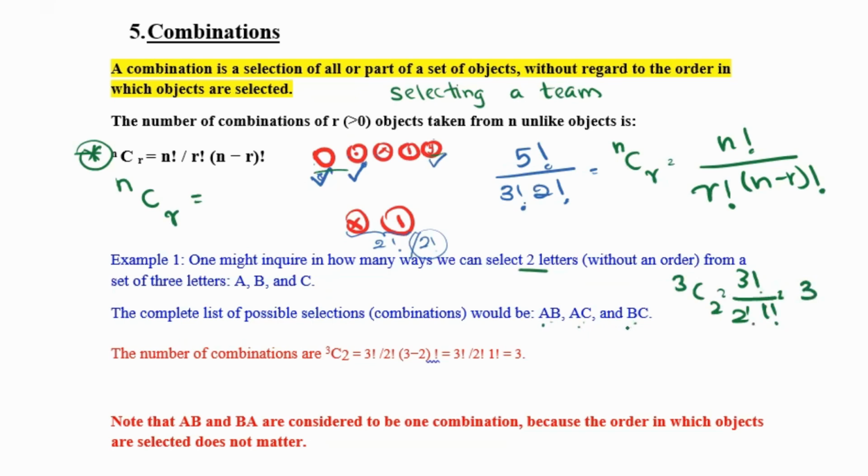Whenever you get stuck, think of the smallest example that you can have. Just like I did with this, always think of a small example and you can grasp the concept easily. Now here look, AB and BA are considered to be one combination. Just like I said, these are 2 different members in the same old team. So the selected order does not matter.